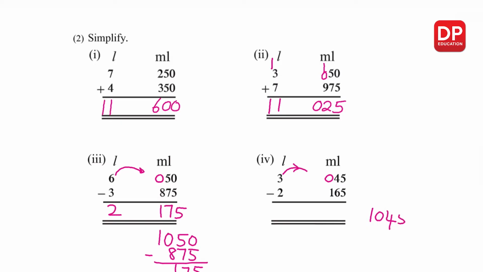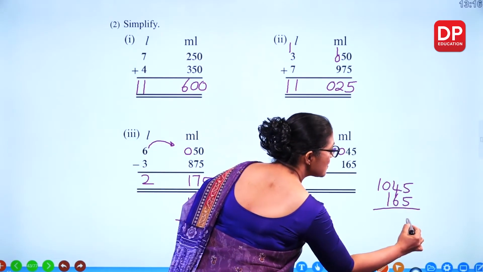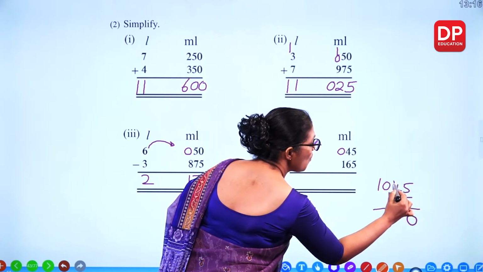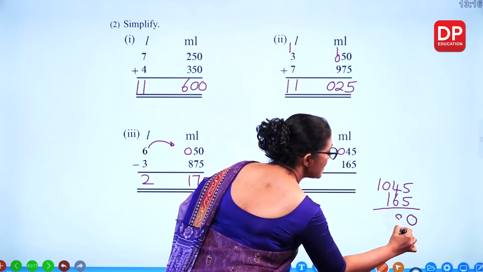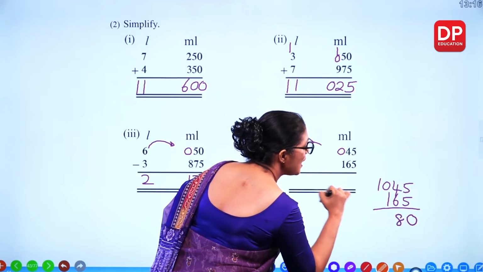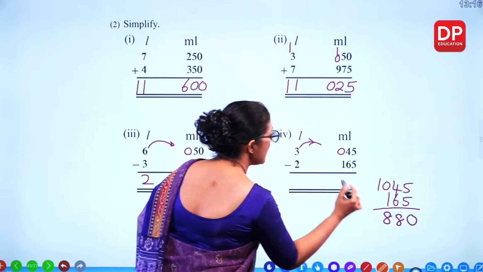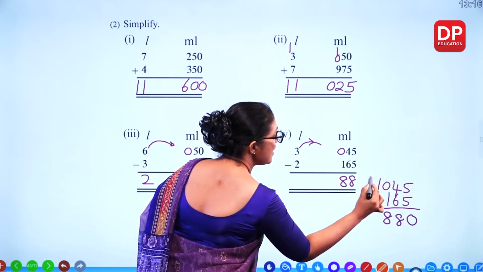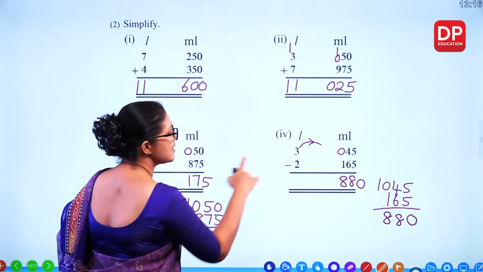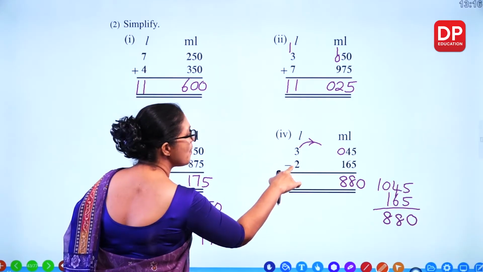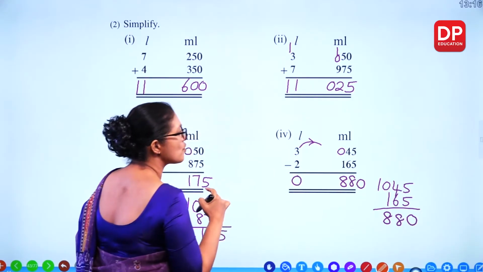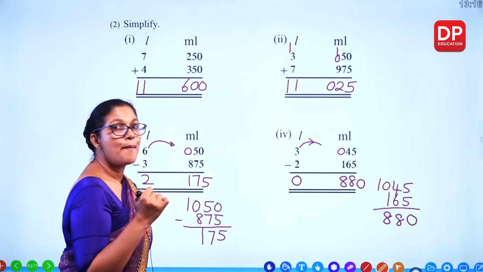1045 minus 165. Subtract here 0. Take here 1. 14 minus 6, 8. This becomes 9. 9 minus 1, 8. So you get 880 milliliters. So this becomes 2. 2 minus 2, 0. So 880 milliliters.